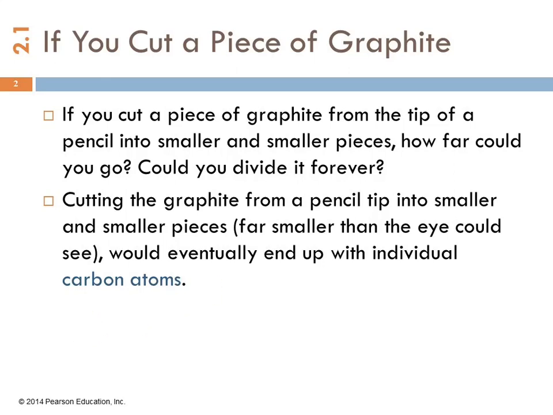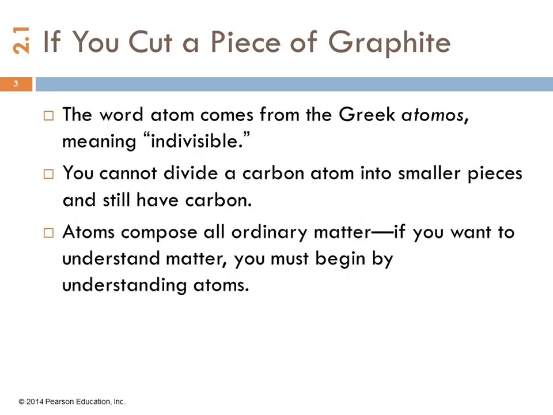And this is an idea that took humans quite a long time to come up with. The Greek philosophers sat around and talked about and thought about stuff like this, but they didn't actually do experiments. But some of them felt like, no, you could just keep dividing it indefinitely. But actually, you cannot. You get down to a certain point, and you get to an atom. And the word atom comes from the Greek word atomos, meaning indivisible. So you cannot divide a carbon atom into smaller pieces and still have it be carbon.